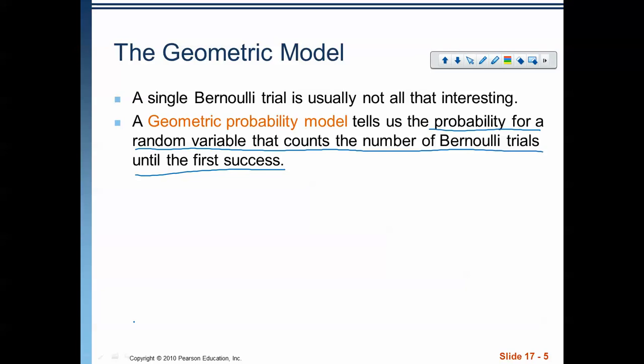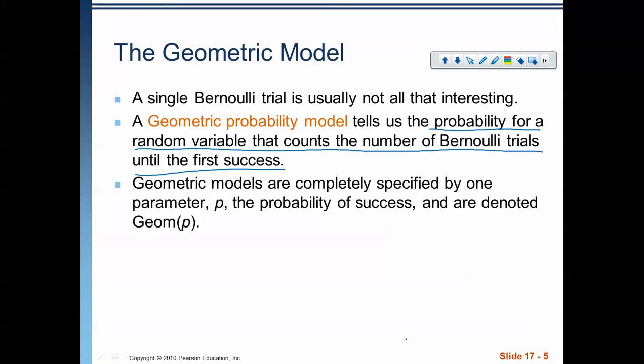If the problem states, how many times in a row can we get something correct before we get it wrong? Or how many free throws, what's the probability of getting 6 free throws in a row and then missing the 7th one? Or what's the probability that I'm pulling M&Ms from a bag, and the first one that isn't red is the 6th one that I pull? The phrasing of the question is going to help you determine if it's a geometric probability model.